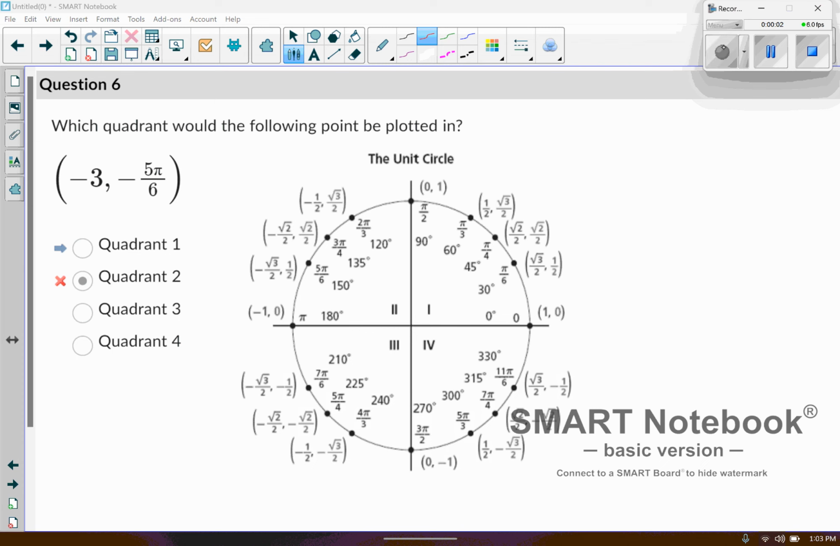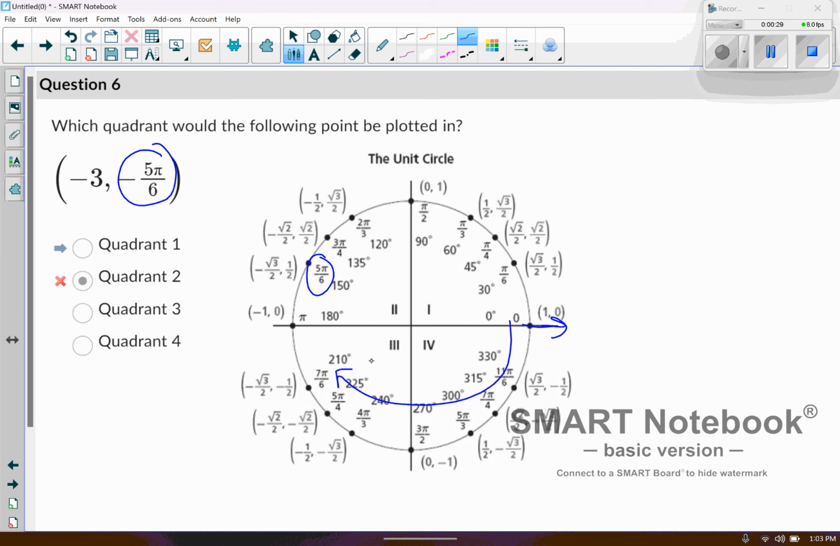Okay, so looking here at number 6, I've got the unit circle here to kind of help us out a little bit. And so first you want to look at your rotation, which is negative 5 pi over 6. So here's positive 5 pi over 6. So we're going to rotate from here, but then go that same distance, but clockwise. And so that's going to rotate us over to about right here.